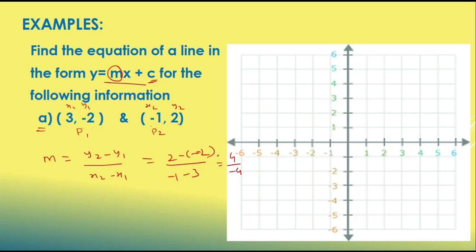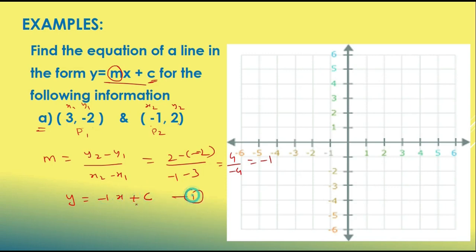The slope is -1. Okay, and when the slope is negative, the y value is falling down, isn't it? For 1 unit change in x, there is 1 unit change in y. Now what is y? So we got an equation y is equal to minus 1 times x plus c.